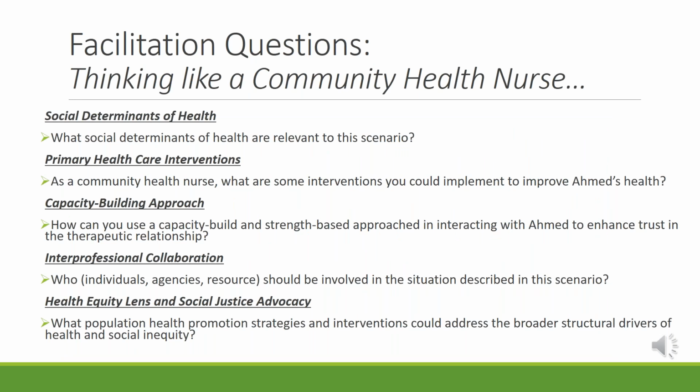So here are a list of facilitation questions. This can be done either by yourself as an individual activity or with a group of friends, nursing peers, colleagues, and we've divided them into different sections. Social determinants of health. So think about what are the social determinants of health that are relevant to this scenario. Primary healthcare interventions. As a nurse, what are some interventions within your scope of practice that you could implement to improve Ahmed's health and well-being?